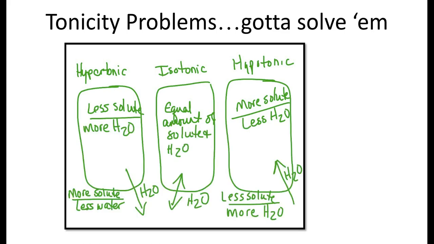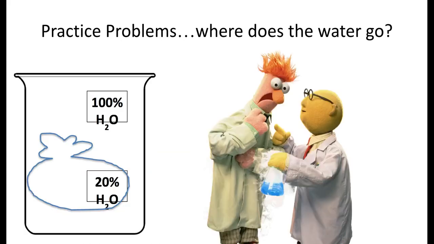So just looking at a couple tonicity problems. Here I have a solution with 100% water. Since there's 100% water, I know there's 0% solute, so it's sitting in pure, perfect distilled water. Inside, I have the cell, which is 20% water, which means 80% salt. Water is always going to go to the area of highest salt. So in this situation, my water rushes into the cell because the cell or the baggie is sitting in a hypotonic solution.